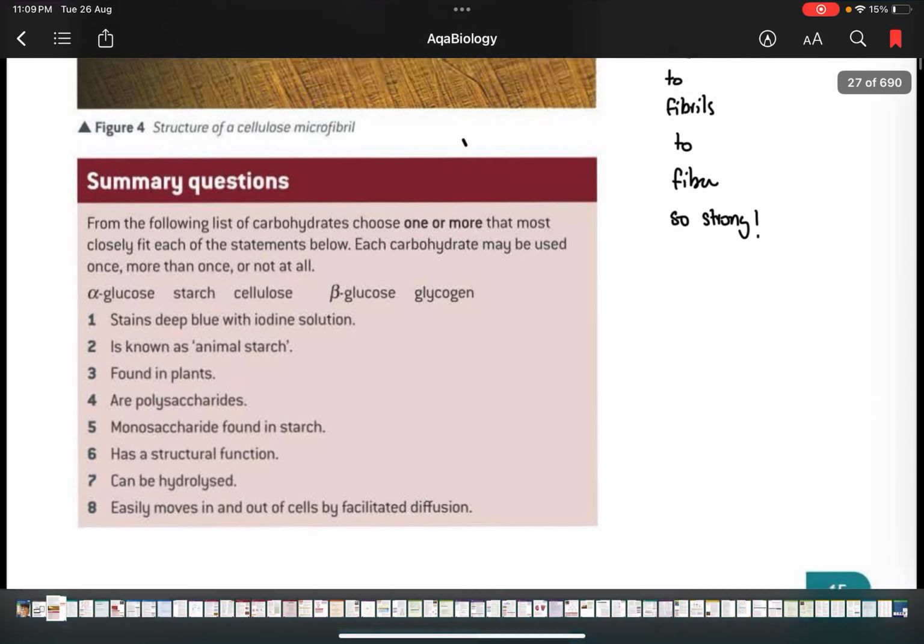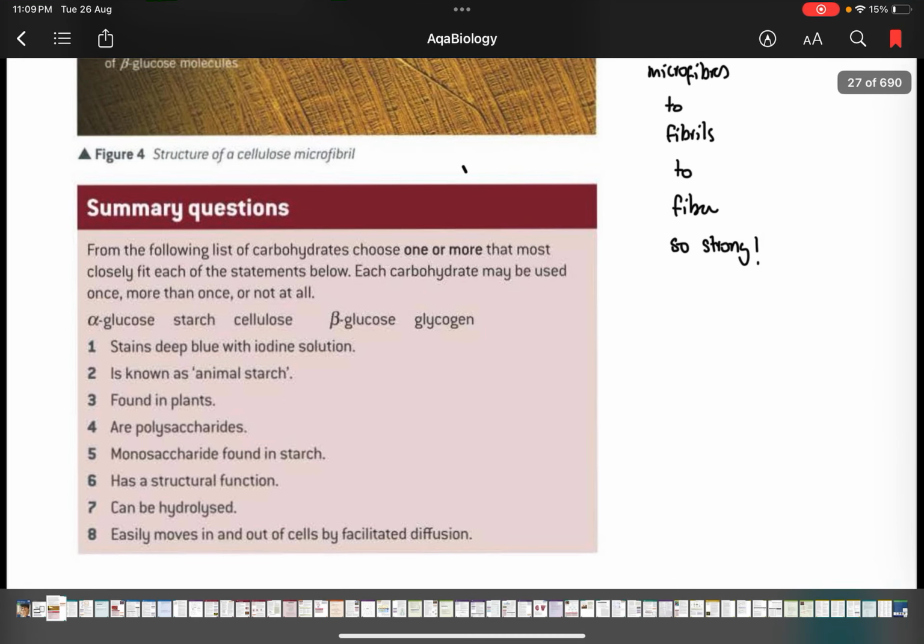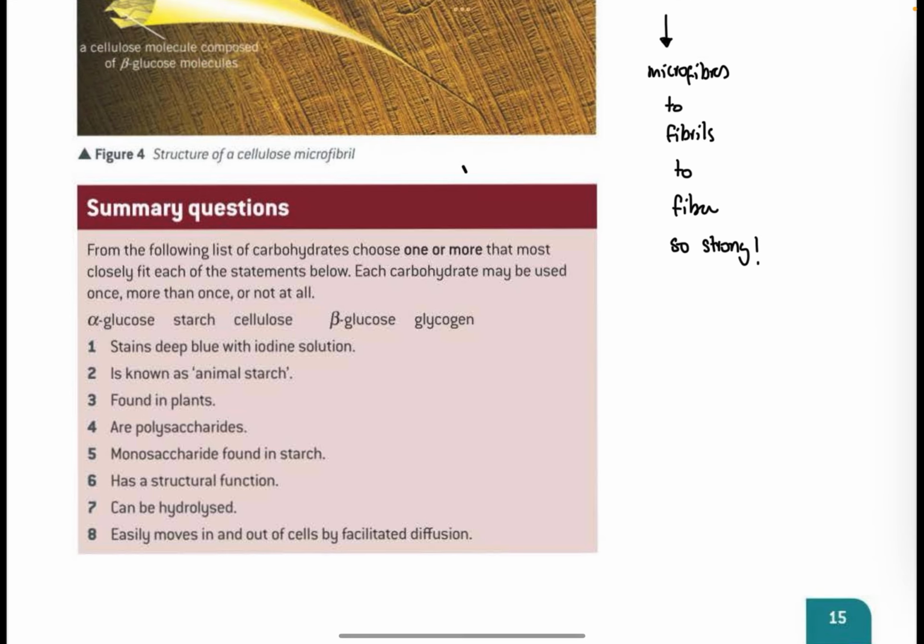Okay, guys, last little part, I suppose. We're going to be doing the summary questions, and then we're done for the day. Okay, the following list of carbohydrates, choose one or more that closely fit with all the statements below. Oh, it's multiple choice. Amazing.